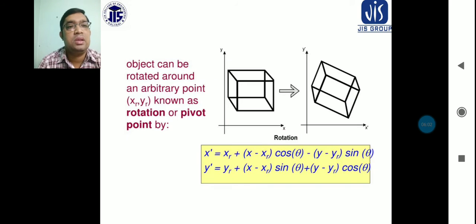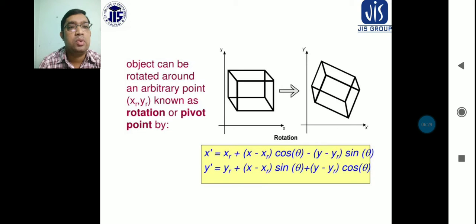Similarly, we can find that this type of object can be rotated around an arbitrary point, such as xr, yr, known as the rotation or pivot point. By considering the x-axis and y-axis, we can see that the cube will be fully rotated, and the equations will be found for the rotation.